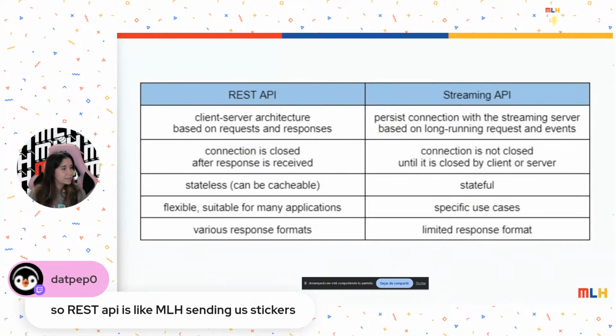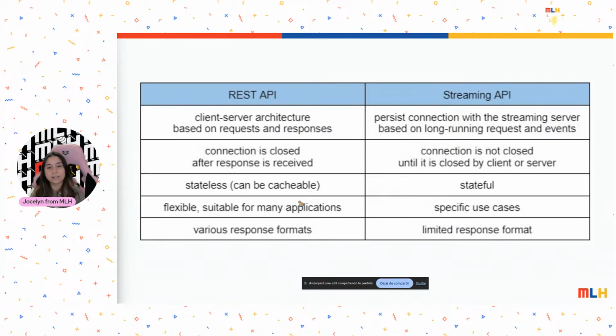So REST API is like MLH sending us the stickers. Okay, I don't know if I should laugh about that, but oh, okay. Streaming API, MLH notifications. Yeah, in such a way, because if we remember the image from before, we can see that for the streaming API, you actually need to trigger someone and you can keep sending things like, for example, notifications, and the connection is open every time.